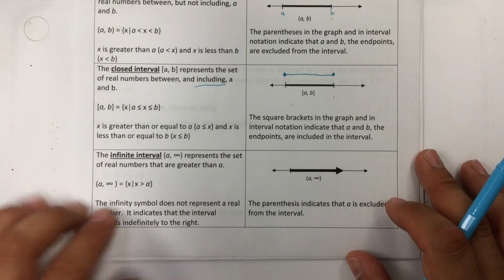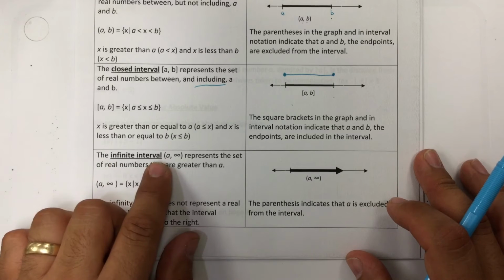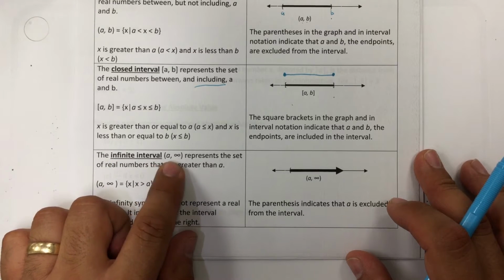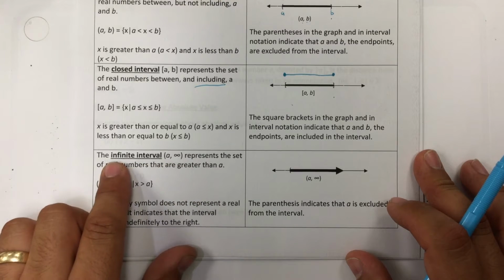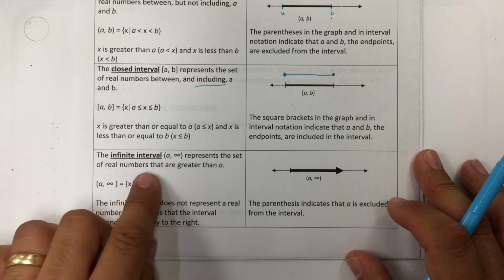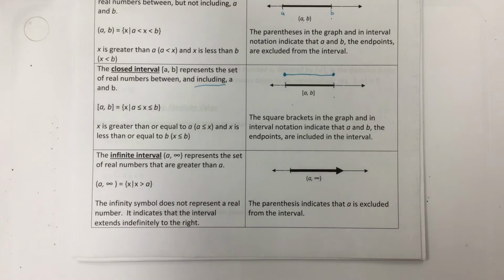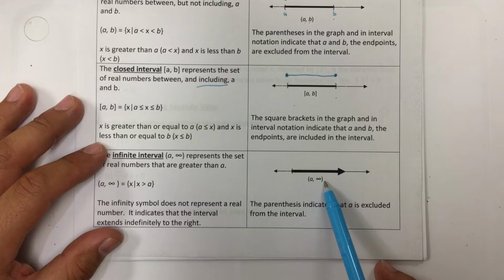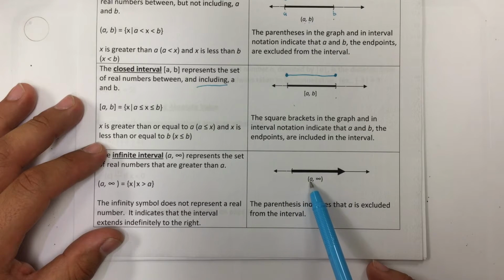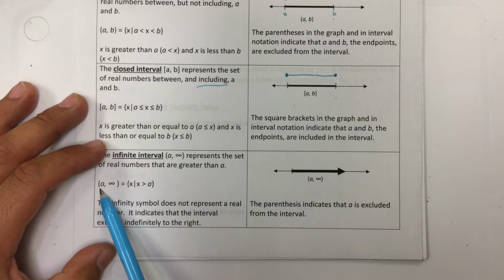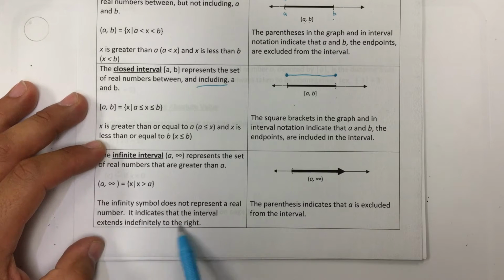Next we have something called the infinite interval. It says parentheses A comma infinity close parentheses, and we all know that infinity is where it goes on forever. It represents the set of real numbers that are greater than A. If you're starting to catch on here, A is the least and B is the greatest, so your smallest number comes first and your greater number comes second. For infinity, we don't actually have a value, but we do know that it's going to be bigger than A no matter what. So parentheses A comma infinity parentheses is x such that x is greater than A. The infinity symbol does not represent a real number. It indicates that the interval extends indefinitely to the right.